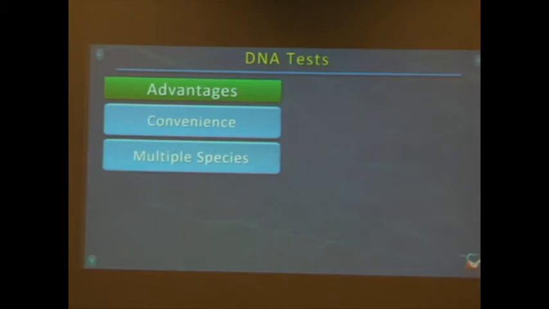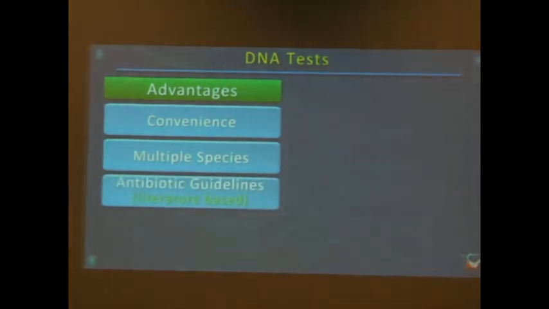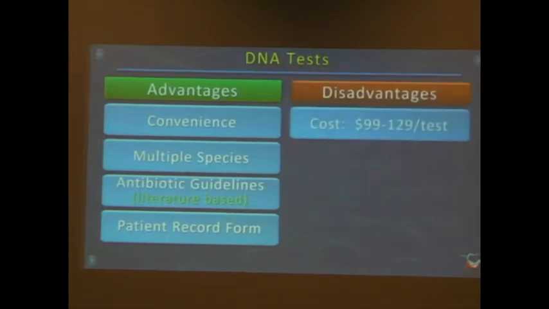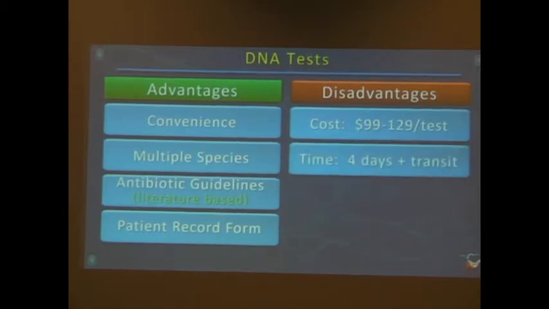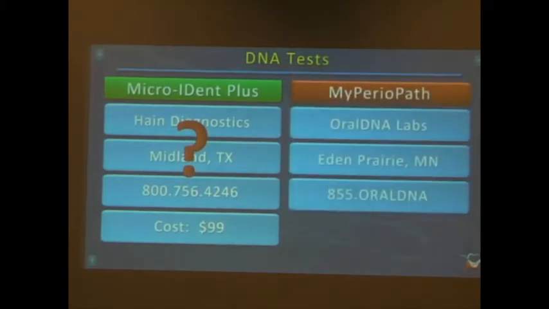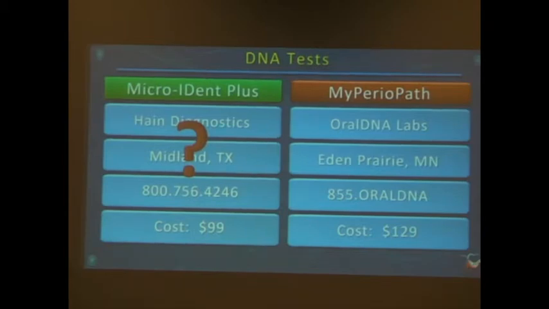DNA tests, their advantages, they're certainly convenient. They can also check for multiple species. They give you antibiotic guidelines based on the literature. And they give you a very nice record form that you can insert in the patient chart. Disadvantages, the cost varies from $99 to $130 last time I checked. Usually takes about 3 or 4 days to get your result. I can skip this slide because they're now out of business. But my Periopath is still in business, and they're the largest of the DNA companies currently doing that.